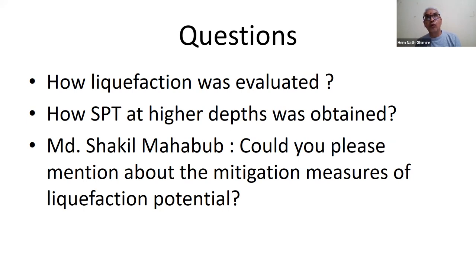To go down up to 135 meters, sir, was possible because of the high capacity drilling machine and a special type of drill rod, made of very strong steel, which is normally not used in other projects where you go down to 50 or 60 meters only. So it was quite difficult for us.